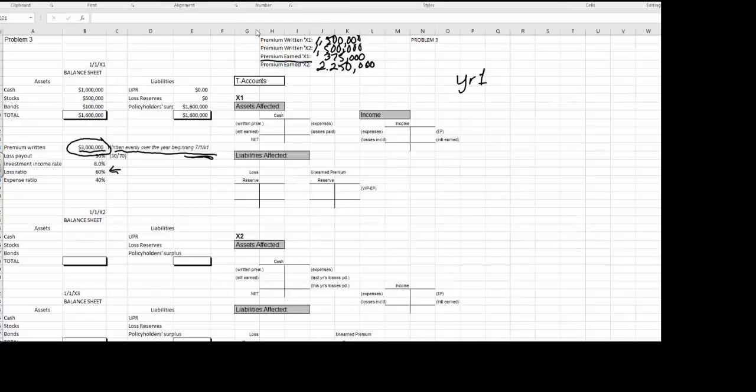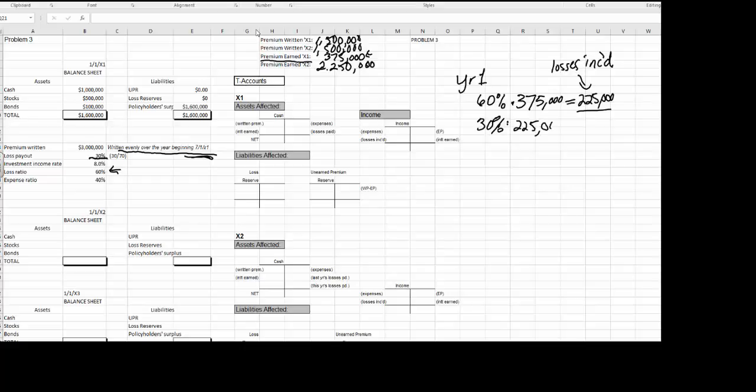Remember that we take the loss ratio of 60% times premium earned of 375,000. I'm getting that here. And that equals 225,000. But note over here that our loss payout was 30%. That percentage is the percentage that we pay out in the first year. So 30% times our losses incurred, which is what this is, times 225,000 equals 67,500. That is our losses paid.